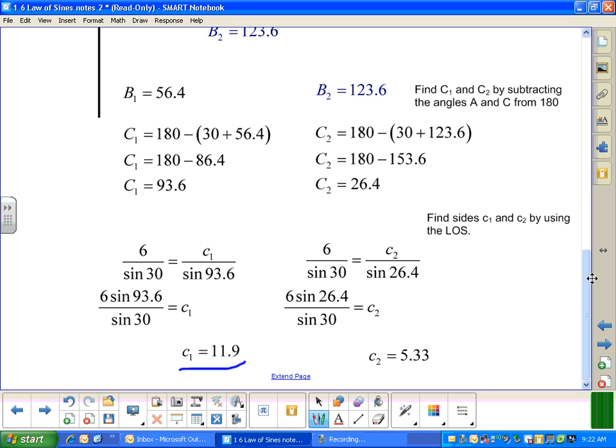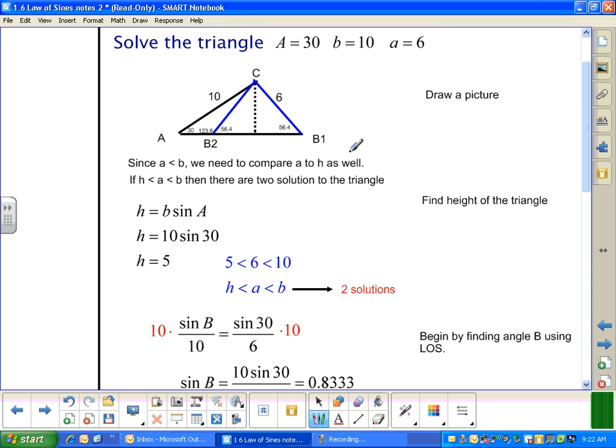Now remember, that's all based on the assumption that angle B was 56.4 degrees. So go back up to your picture and see if it makes sense. If this angle is 56.4 degrees, it makes sense that this is 11 point something, right? It's the longest side in the triangle. This side is 10, this side is 6, so it makes sense that that's 11.